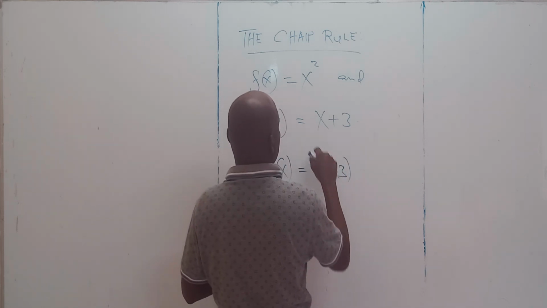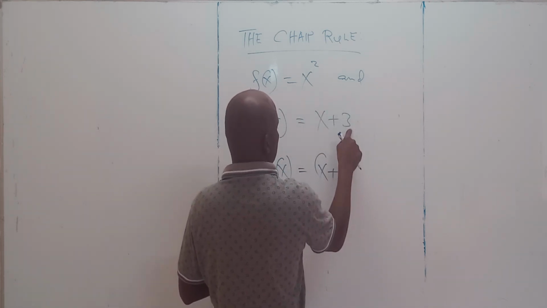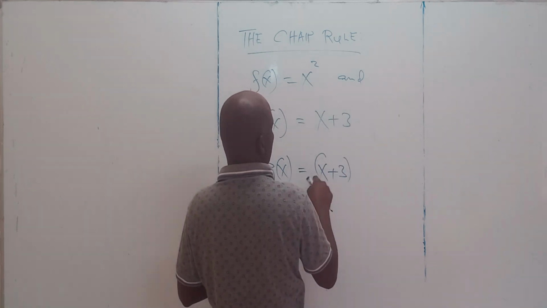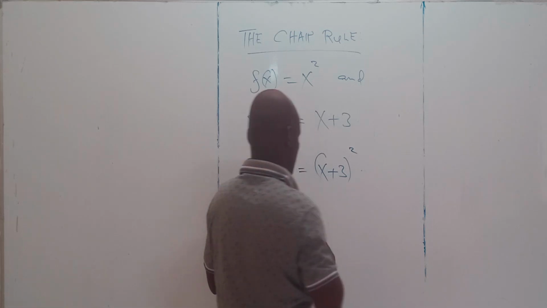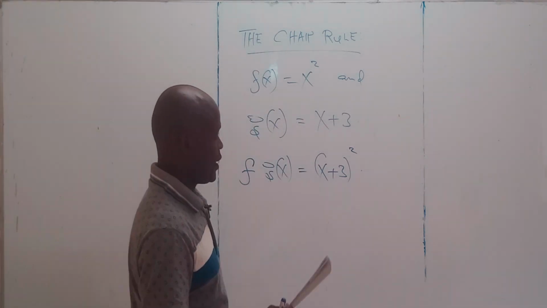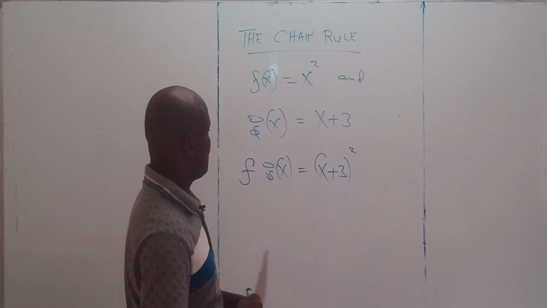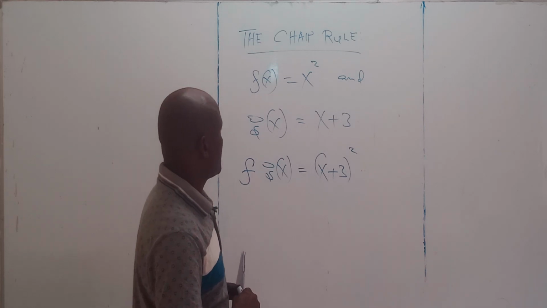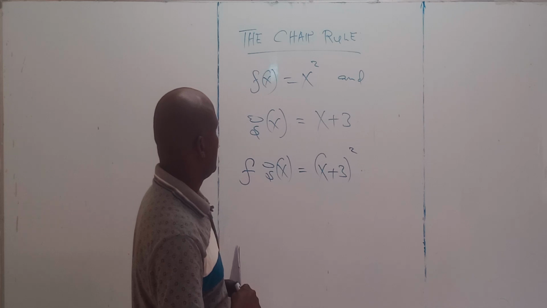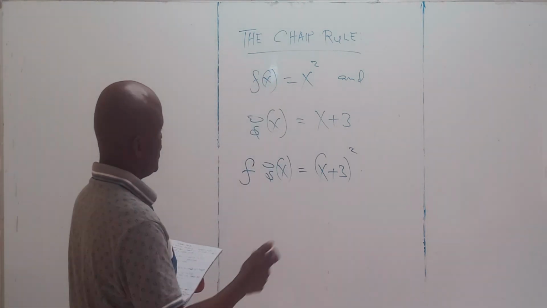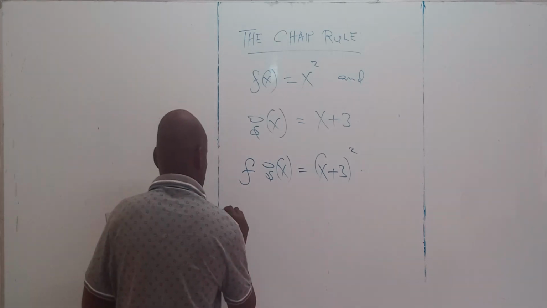But realize that if x is now x plus 3, then where there's x, we substitute this. So we have that to be x plus 3 squared. Now, this is an example of a composite function. And these are the situations where we may need to apply the chain rule. Let's consider an example.